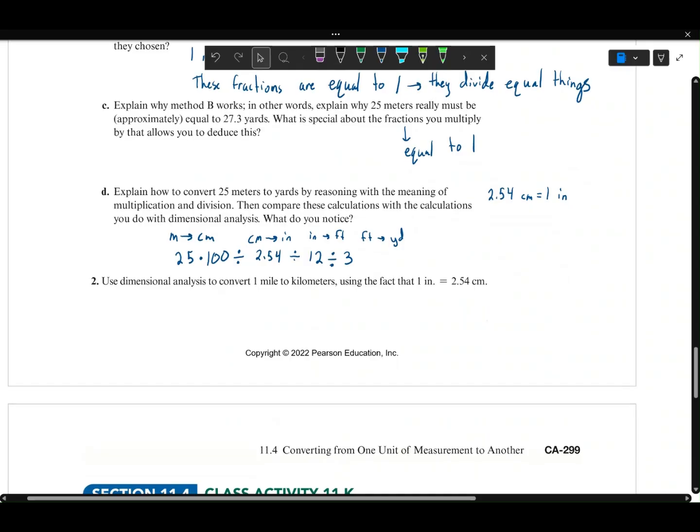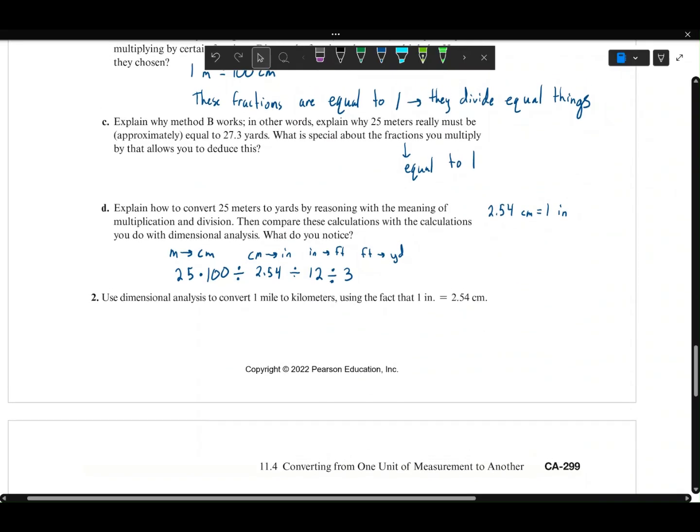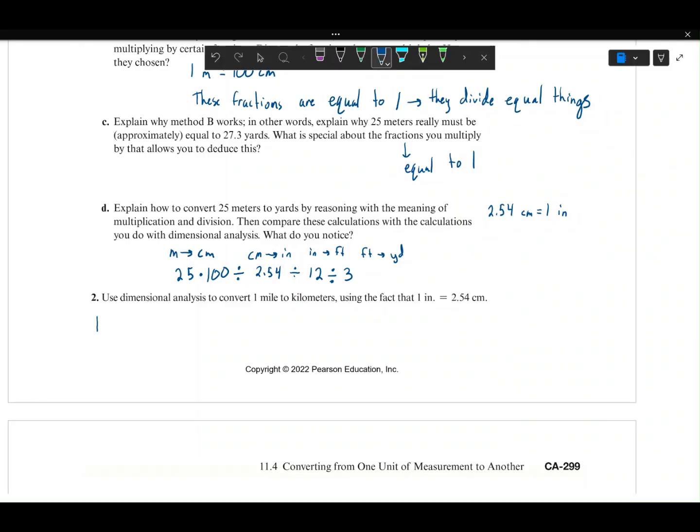Now, let's convert 1 mile to kilometers using the fact that 1 inch is 2.54 centimeters. You can do any method, but it actually asks us to do dimensional analysis, so let's do that. So I need to somehow get from miles to inches. Well, I don't know how many inches are in a mile, but I know how many feet are. Now I'm cutting this up into smaller pieces, and so I should be multiplying by 5,280 feet per mile.